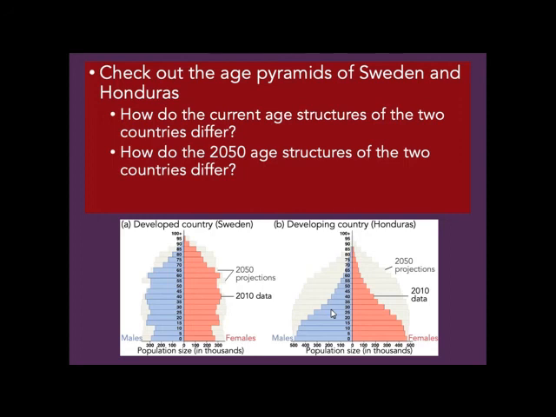All right, so you can see underneath each of the colored plots there are these tan bars, right? That is our prediction for what's going to happen in 2050. So how does Sweden look in 2050? It looks about the same, maybe a little more. What about Honduras? Lots and lots of people of all the different ages. Yeah, much larger population size, all the way up and down.